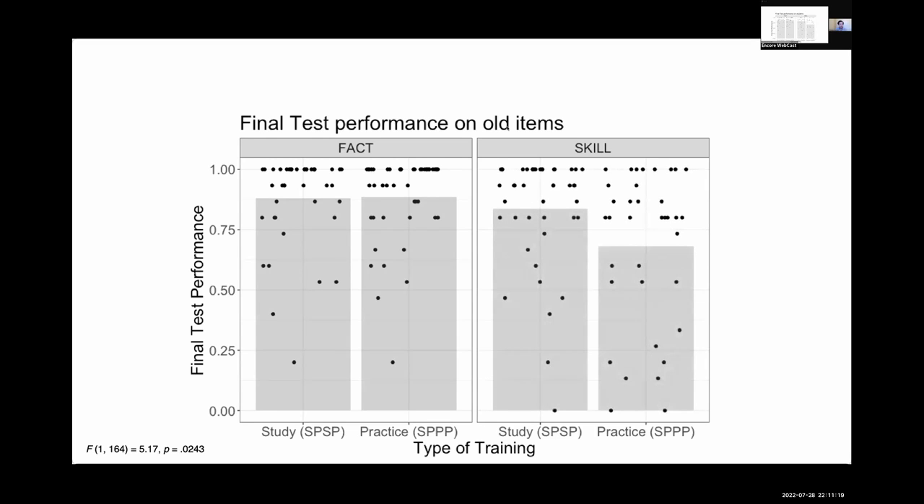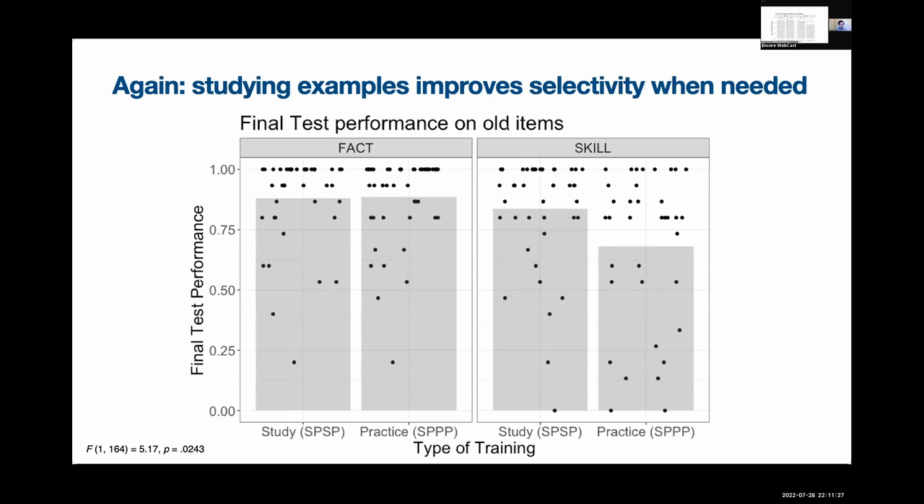For skills, on the other hand, participants performed better when they saw more examples during training than when they practiced more during training. So again, overall, these results are consistent with our hypothesis and the results of the previous experimental geometry problems that studying examples will help learning when selectivity is necessary, when there are multiple pieces of information that you might memorize that are erroneous, and you need to learn what to ignore.